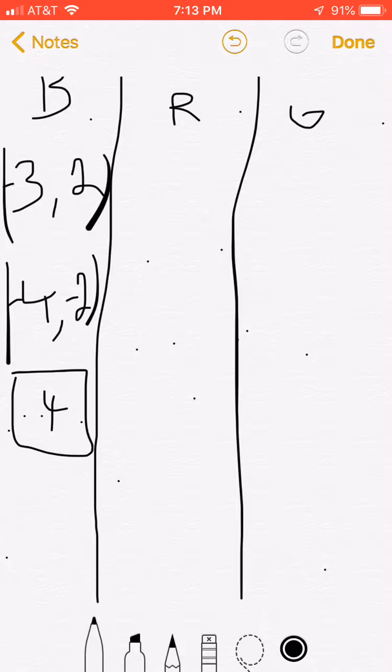Now to calculate the red line slope. The red line is 1, 3. At least that was easy to write. And 0, negative 2.